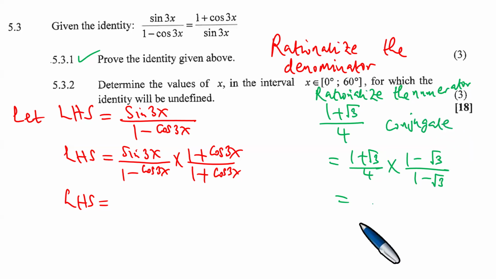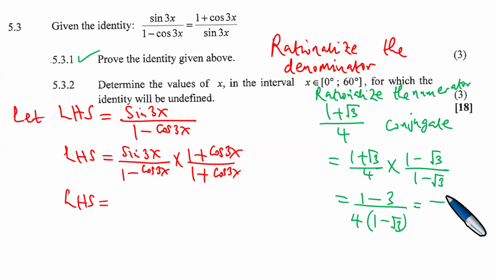If we multiply by the conjugate, we change the sign in the middle. Then 1 by 1 is 1, and the square root of 3 by negative square root of 3 gives us 3. And you have 4 times 1 minus the square root of 3. Just doing this for anyone interested in knowing what the answer is: 1 minus 3 is minus 2, over 4 open bracket 1 minus the square root of 3.